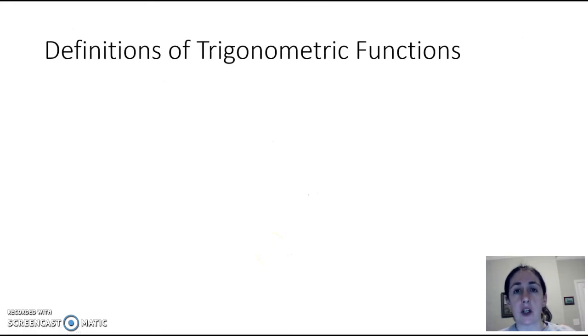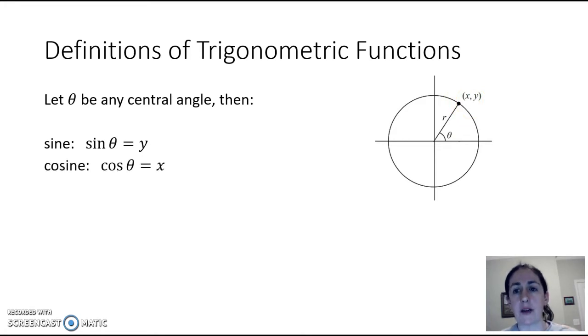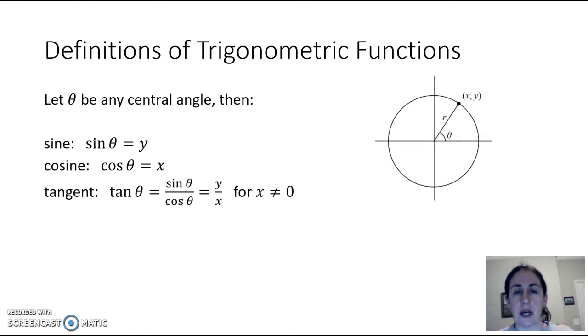So here are our 6 trigonometric functions we're going to discuss. If theta is any central angle on this circle, here's your angle with a radius of r, and it touches this ordered pair (x, y). The sine of that angle theta is actually the y value of that ordered pair. The cosine of that angle is actually the x value of that ordered pair. And the rest of the trigonometric functions are actually defined by sine and cosine. Your tangent of that angle is the sine of that angle divided by the cosine of the angle.